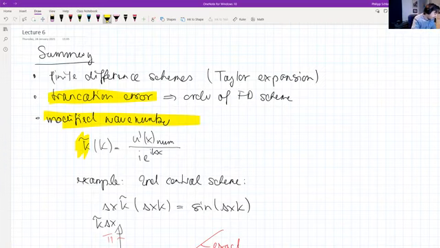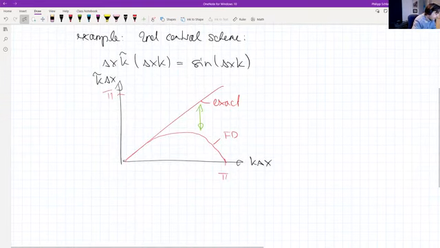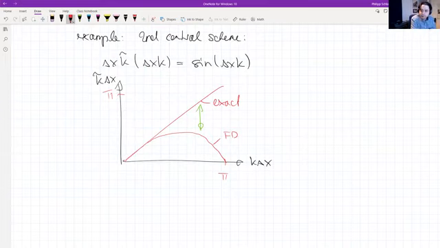We have calculated that for one example, a very simple example, but you will actually do a more complicated example in the homework. For our simple example, which was just this central finite difference scheme of second order, what we got was a modified wave number that looked like this. So delta x times k tilde was the same as the sine of delta x times k.